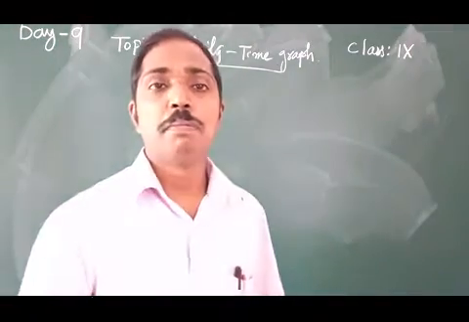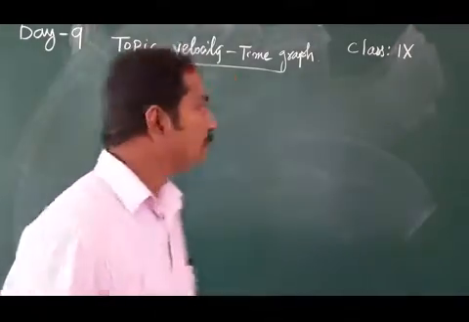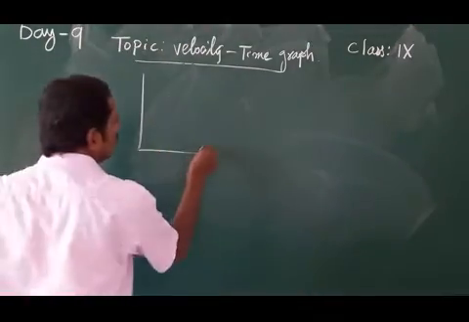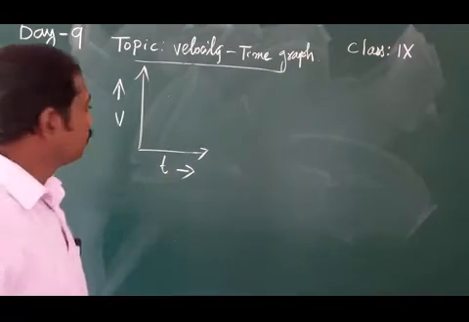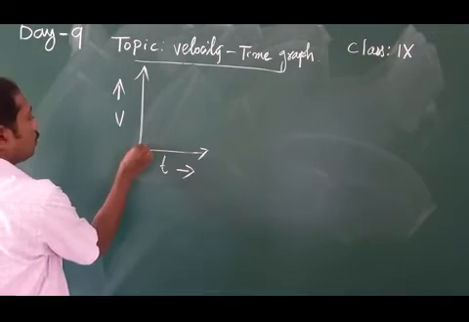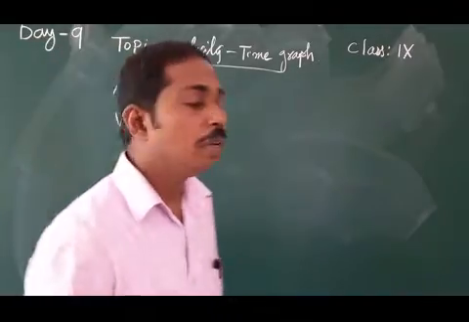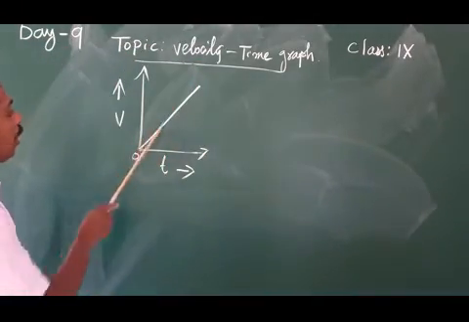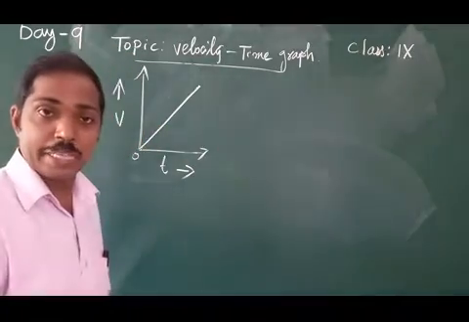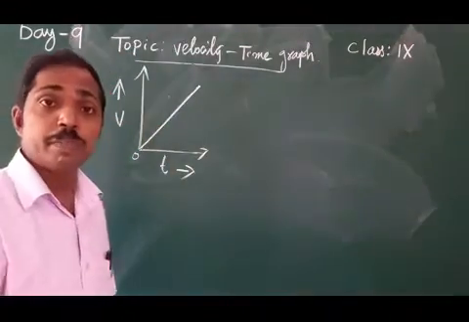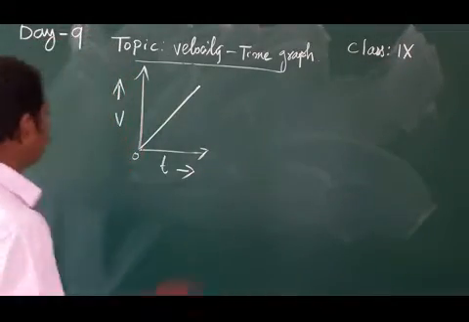Velocity time graphs are of three types according to the nature of the graph. Dear children, look at this graph. The nature of the graph is a straight line. What can you observe? The nature of the graph is a straight line. Here velocity changes with the time uniformly. It is called a uniformly accelerated motion.